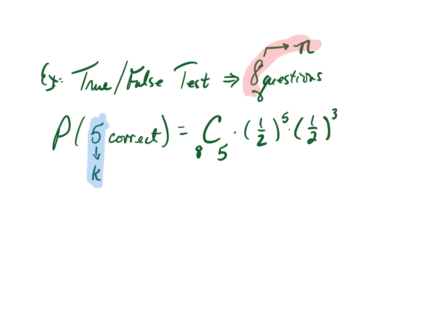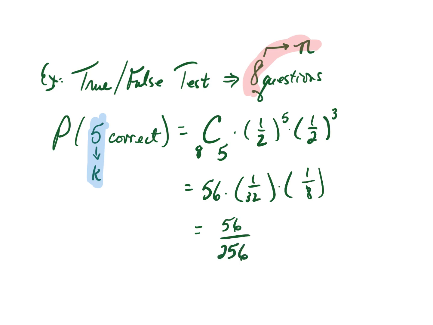We need the number of combinations of 8 things, selected 5 at a time, so 8C5 is 56. I just used my calculator to punch that out. We need 1/2 raised to the 5th power, which would be 1/32. We need 1/2 raised to the 3rd power, which would be 1/8. And when we multiply those together, what we get is 56 on top of 256.